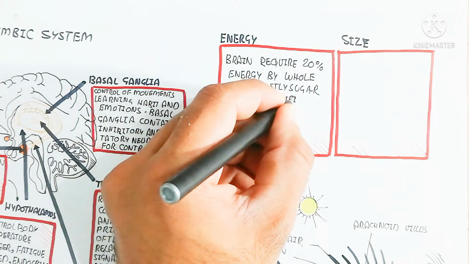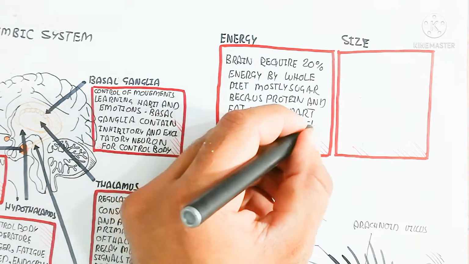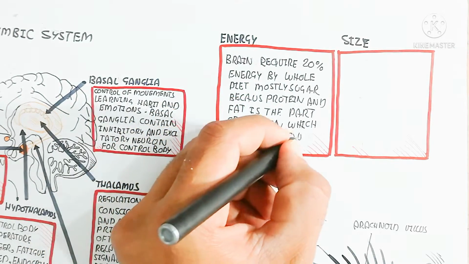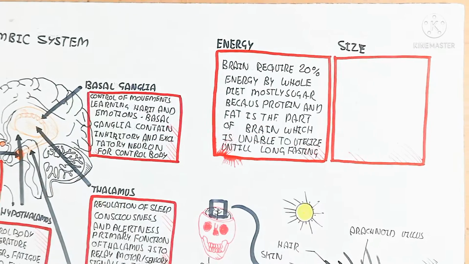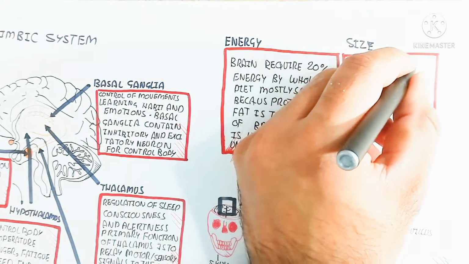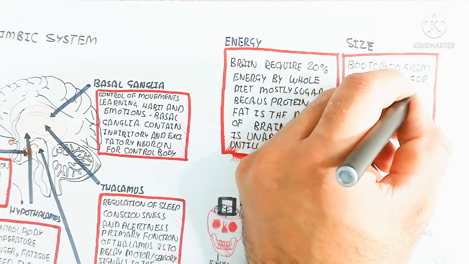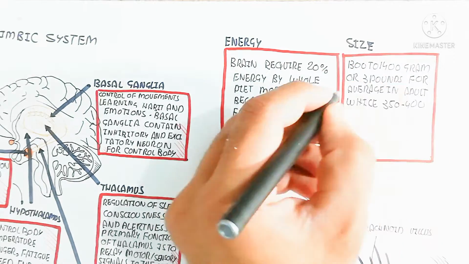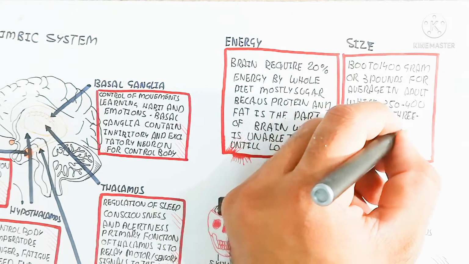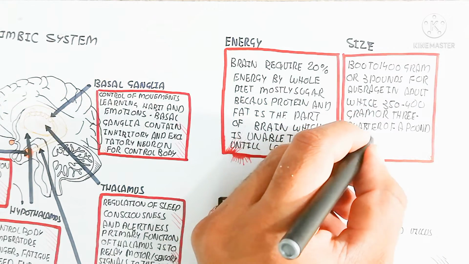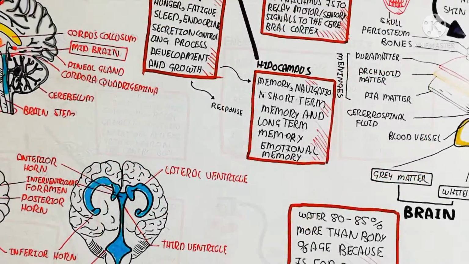If we discuss energy, the brain requires 20% of the energy from the whole diet, and mostly sugar, because protein and fat cannot be utilized by the brain until long-term fasting. The size of the brain is basically 1300 to 1400 grams, or 3 pounds, on average in an adult, while a newborn baby's brain is 350 to 400 grams, about 3/4 of a pound.